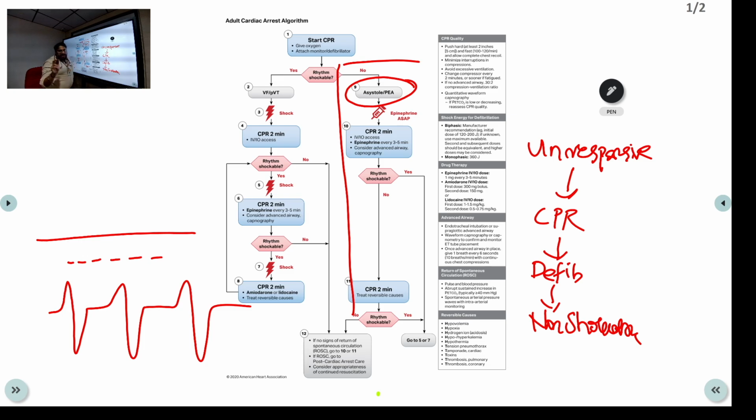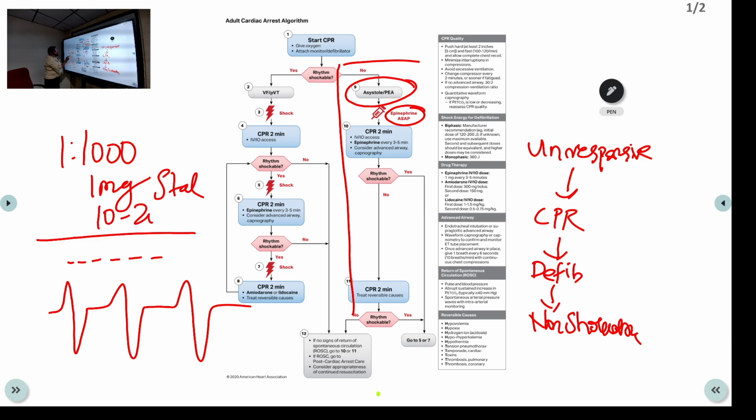You need to get an IV access and give the drug epinephrine. The dose is what we discussed yesterday: 1 in 1000 dilution, 1 mg stat with a 10 to 20 ml saline flush, repeated every 3 to 5 minutes. The most important thing to remember is epinephrine ASAP. ASAP means as early as possible, so you have to give epinephrine as early as possible.